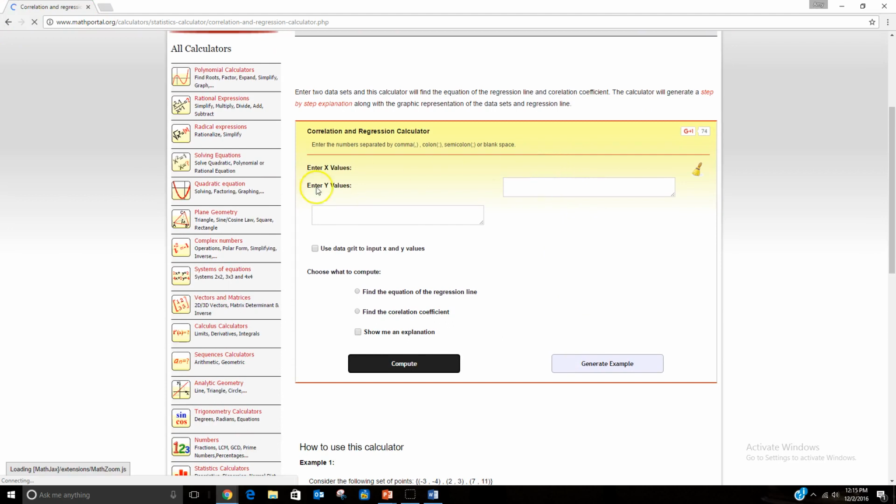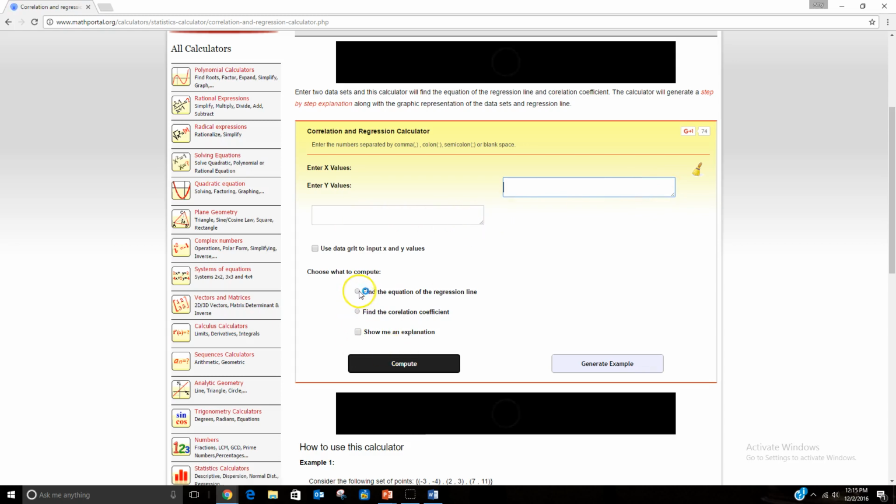calculator. All the calculator has you do is put in your X values here in order, then put your Y values here in order, and then click on find the regression line or find the correlation coefficient and compute it, and it will calculate it for you. So for instance, let's say my X values were 2, 5, 7, and 3. And my corresponding Y values were 20, 15, 30, and 5.